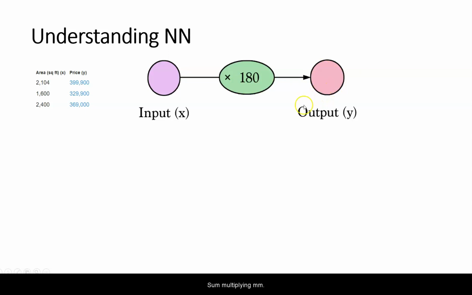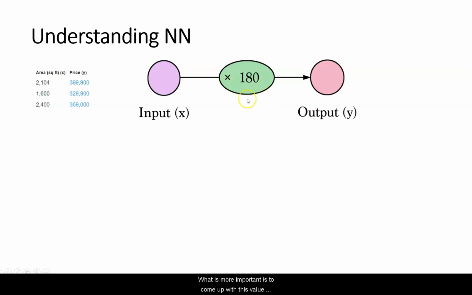So multiplying the 2000 square feet. So 2000 square feet is the house that your friend is willing to purchase. So multiplying that 2000 with this 180 will give us $360,000. So as we can see, this prediction of this output is just a simple multiplication operation.